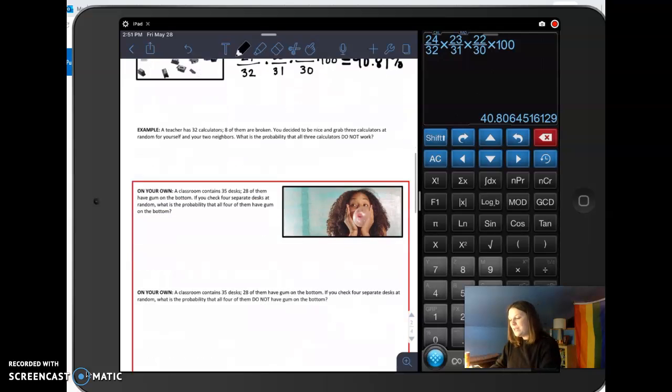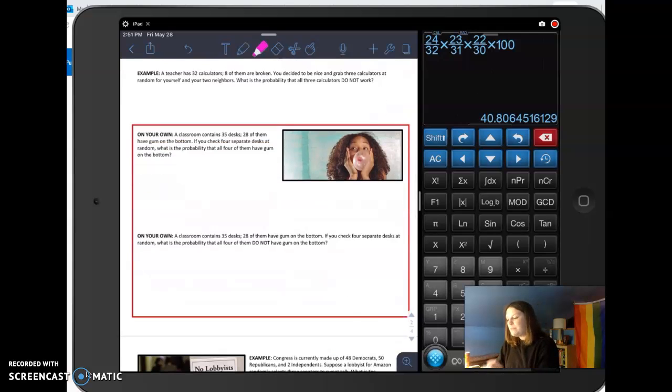All right, next one. A teacher has the same exact scenario, right? But the only thing that has changed is that they do not work. You're still getting 3 calculators. So 1, 2, 3. Feel free to copy and paste to save yourself some time on this if you want. We know we're starting with 32. It's going to go down to 31 and then go down to 30.